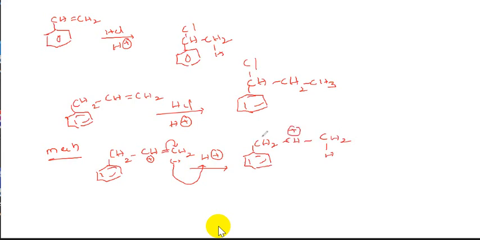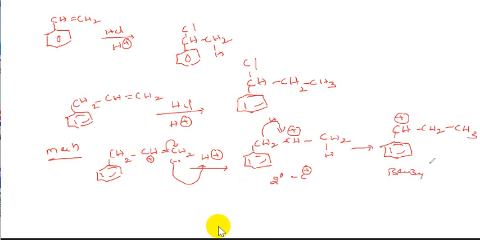Here rearrangement takes place. One hydrogen is shifted here, because the benzyl carbocation is more stable than the secondary carbocation. Generally it is a secondary carbocation, but after the hydrogen shift we get CH+-CH2-CH3. This is a benzyl carbocation. This other one is a normal secondary carbocation. This is an inductive effect, this is a mesomeric effect, and the mesomeric effect is always greater than the inductive effect.